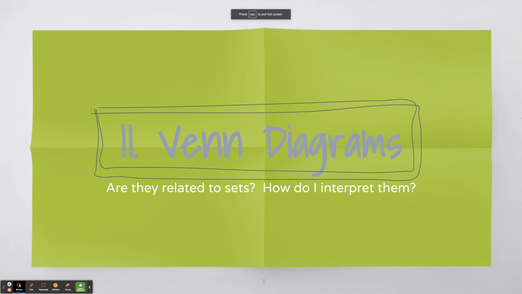Hi there. We're going to continue our work on set theory. We're going to be looking in this particular part of the lesson at Venn diagrams. We'll also look at sample spaces and two-way tables. So starting with Venn diagrams, what are they? Are they related to set theory, and how do I interpret them?